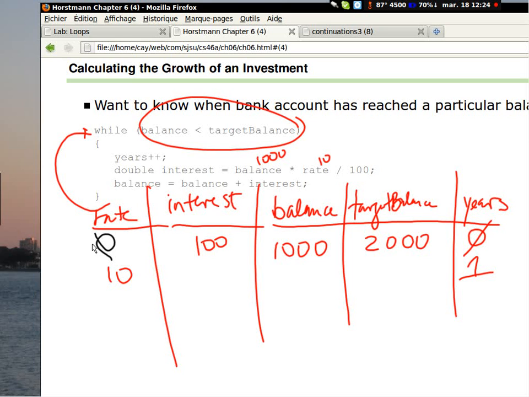Yeah. So now balance equals balance plus interest. What's balance? 1,100. Right. Okay. We do it again. Is balance less than target balance? Yes. Years is 2. Interest is how much? 110. Thank you. Balance is how much? 1,210. Yes. Thank you. Is it less than 2,000? Yes.